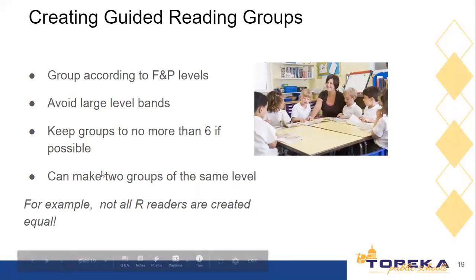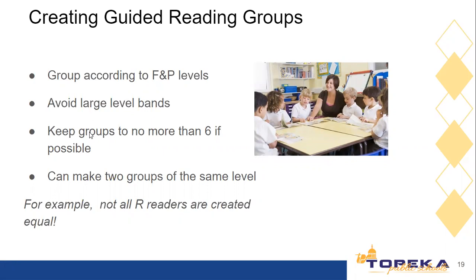So let's move on to how you create guided reading groups. You've tested your students on the benchmark assessments. Now, what do you do? You have students that may be anywhere from a level L through a Z, or a level A through a G. How do you group those students? We're going to start by looking at F&P level.